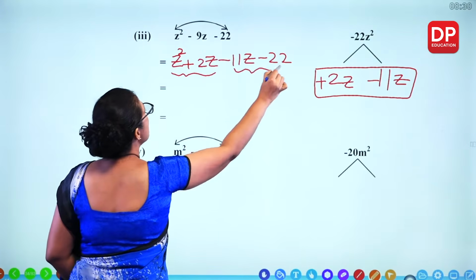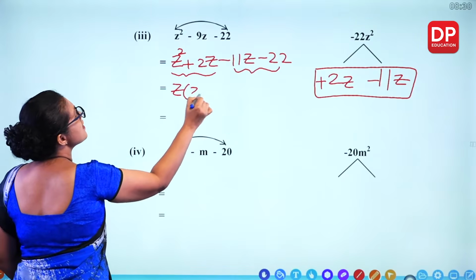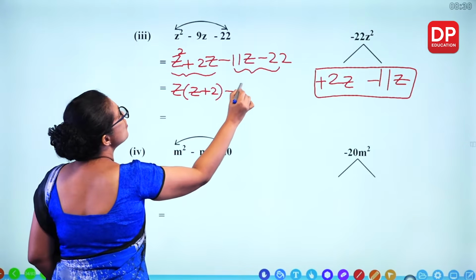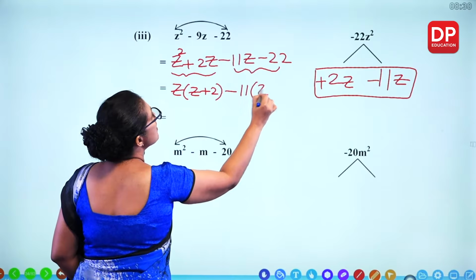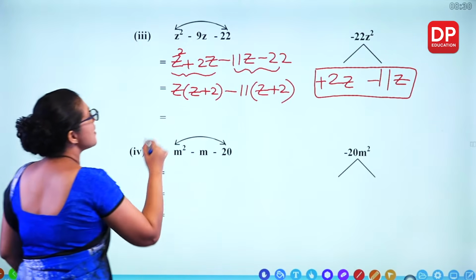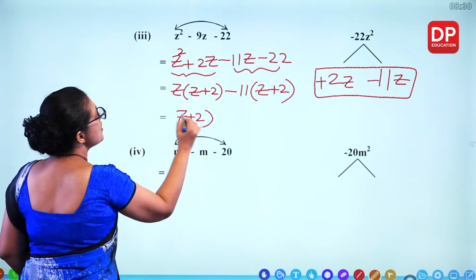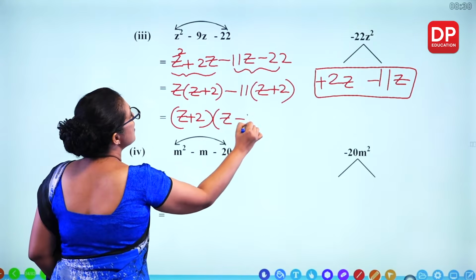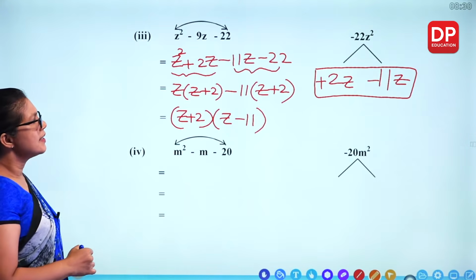Take 2 at a time and factorize. When you take z out, that's z plus 2, minus 11 out, that's z plus 2. So z plus 2 is common and you get z minus 11.